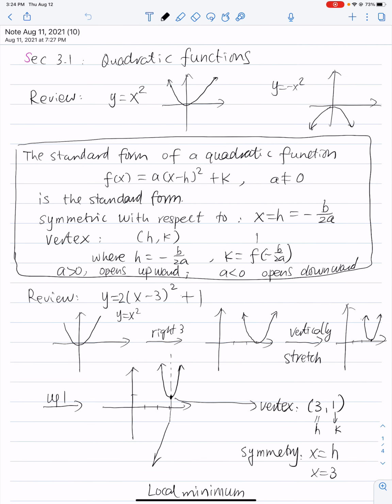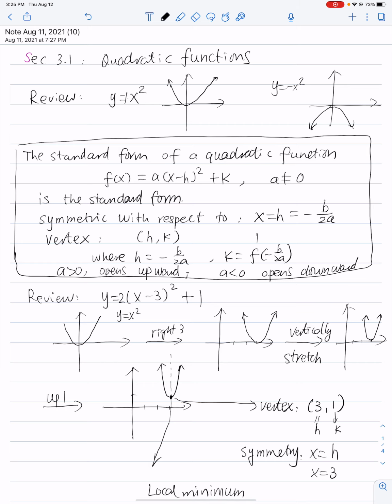Okay, so we want to talk about 3.1 quadratic equations in today's lecture. So first, let's review. What will y equal to x squared look like? A parabola. Negative x squared, it opens down. Okay, and so what did you notice here?